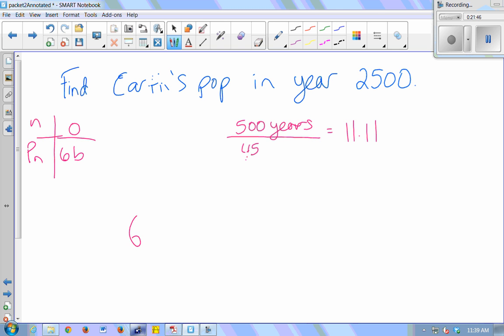So that means I have my 6 billion, and I'm going to double it, so that's times 2, right? I'm going to multiply by 2 over and over again. In fact, I'm going to multiply by 2 11.11 times. So that's what the exponent does. It tells you how many times you're multiplying by 2.